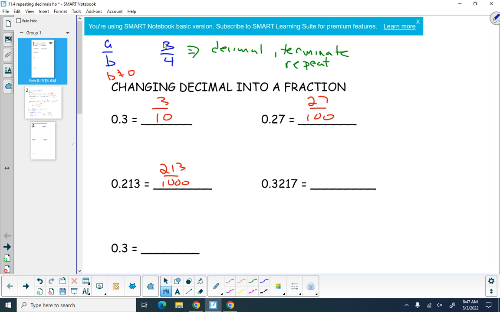0.3217, how many zeros are going to go on the bottom? Quentin? 4. And it allows us to convert a decimal back into a fraction.